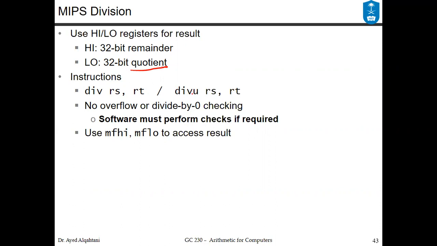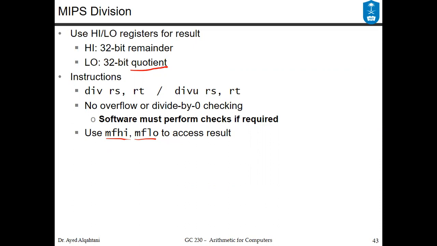You have div unsigned, RS, RT. There is no overflow or divide by zero checking, so you should be careful. You should manage this by your algorithm itself. You can also use those two instructions that we defined for multiplication, move from the high and move from the low, to access the 64-bit results.